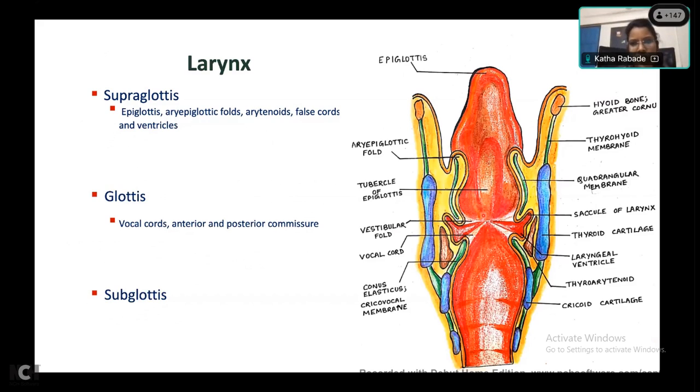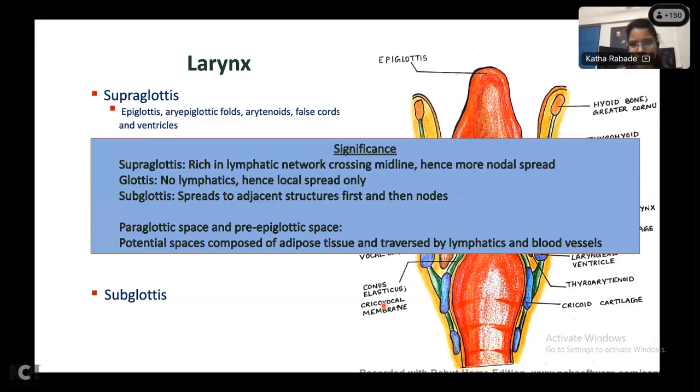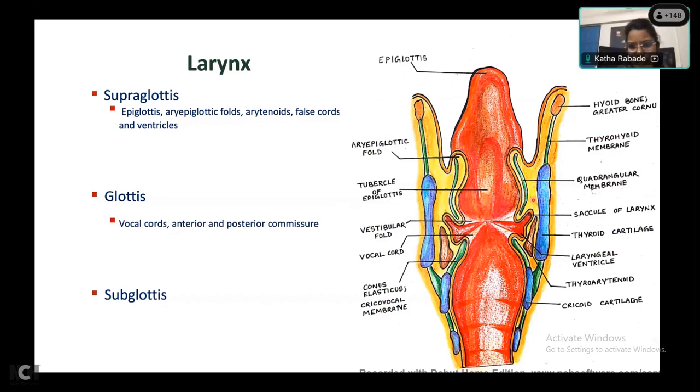The glottis is composed of the true vocal cords, the anterior and the posterior commissure, and the subglottis is the portion below the glottis up to the inferior margin of the cricoid cartilage. This is the epiglottis. These are the true vocal cords. This is the subglottis. This is the thyroid cartilage which is present, and this is the cricoid cartilage.